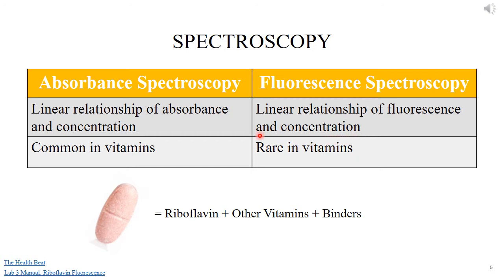Particularly for this experiment, we are using spectroscopy to determine the percentage of riboflavin in a multivitamin. This multivitamin contains riboflavin and other vitamins and binders. Many of the other components of the multivitamin also absorb light. Thus, the absorbance spectra would not only be that of riboflavin, but also the other vitamins and binders. Fluorescence, on the other hand, is rare in vitamins, so the interference of other components of the multivitamin tablet in the fluorescence spectra will be greatly less.